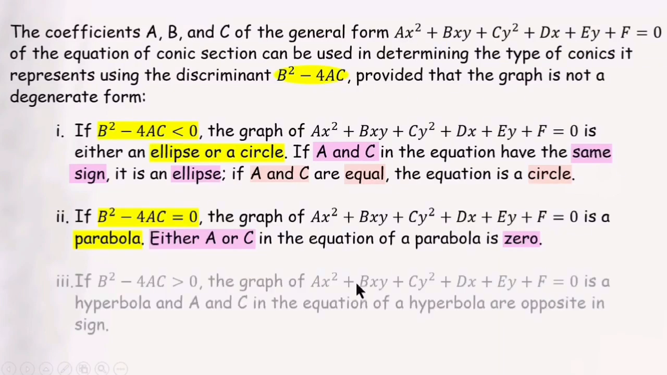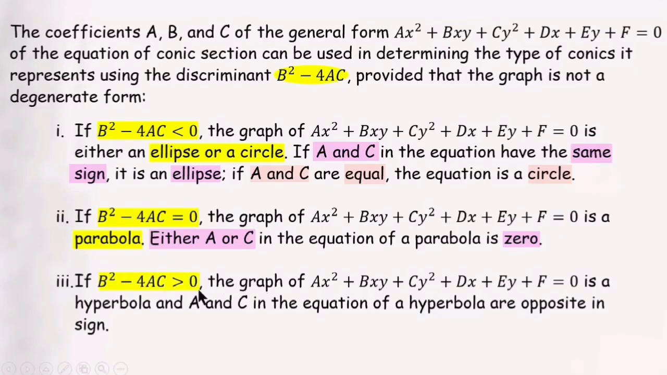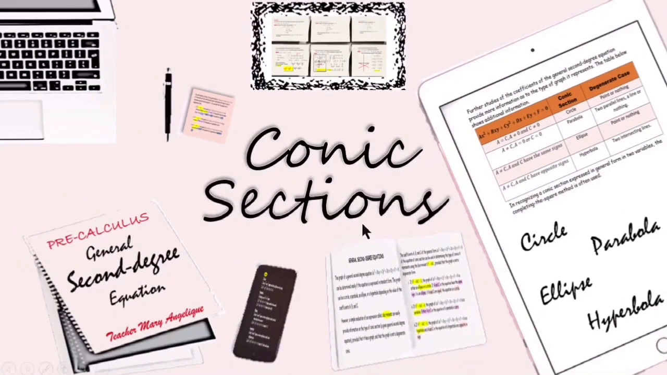On the other hand, if b squared minus 4ac is greater than 0, the graph of the general second-degree equation is a hyperbola, and a and c in the equation of a hyperbola are opposite in sign. Take note, the value of a can be found on the x squared term, while c on the term with y squared, and b is always 0. Let us have some examples.